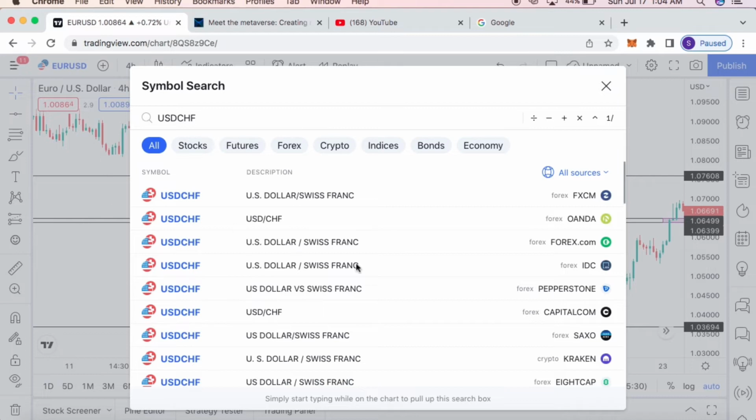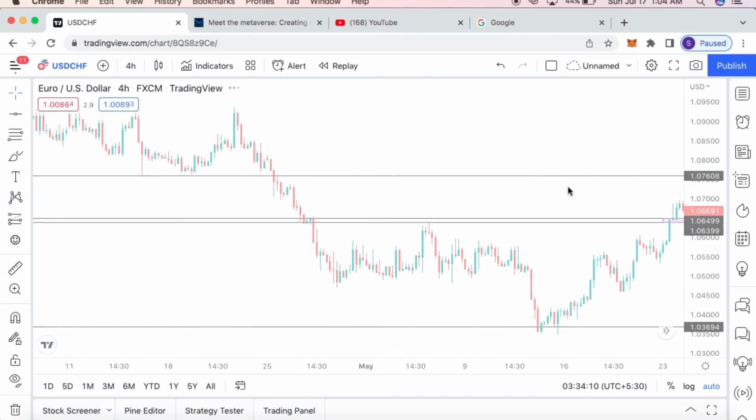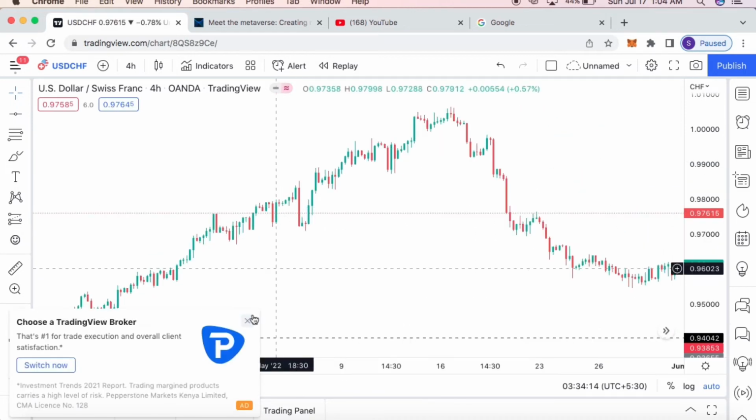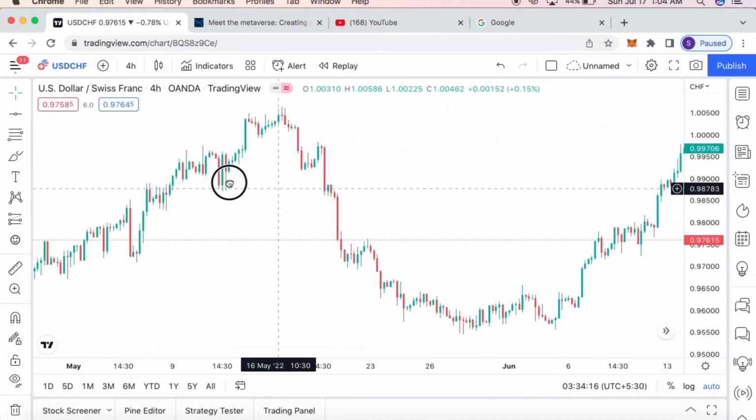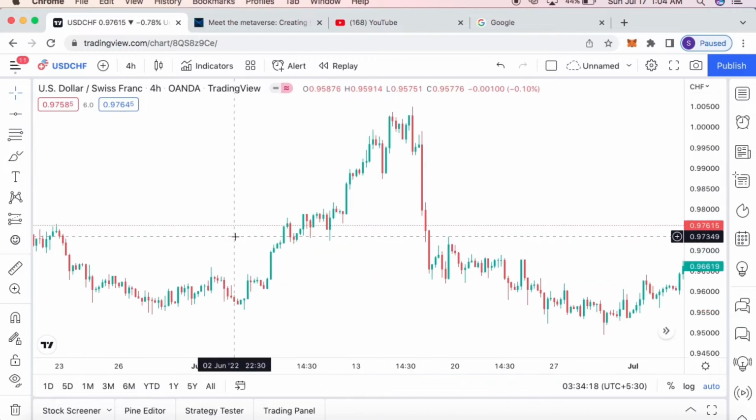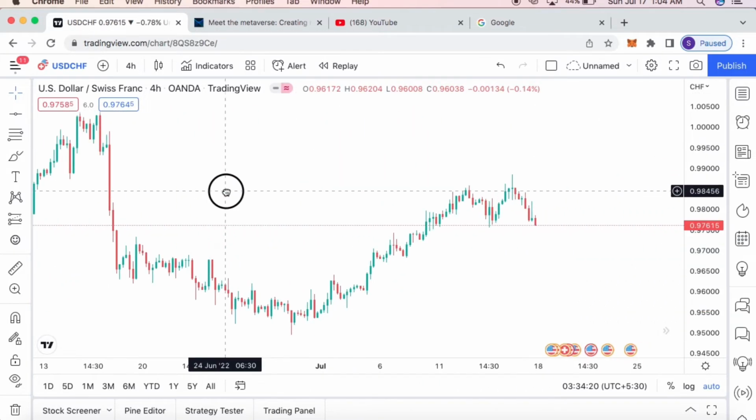This is another great currency that I trade, USD CHF. Again, we're just going to look for patterns only. Forex is very easy, guys. It's very easy as long as you have a system and you have a trading plan that you follow.